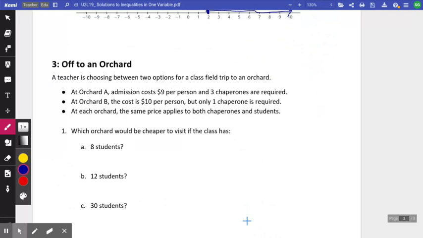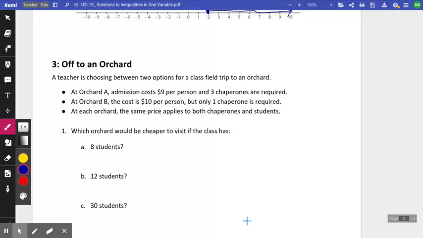This last one here is called Off to an Orchard, and it says a teacher is choosing between 2 options for a class field trip to an orchard. At Orchard A, admission costs $9 per person and 3 chaperones are required. At Orchard B, the cost is $10 per person, but only 1 chaperone is required. At each orchard, the same price applies to both chaperones and students.